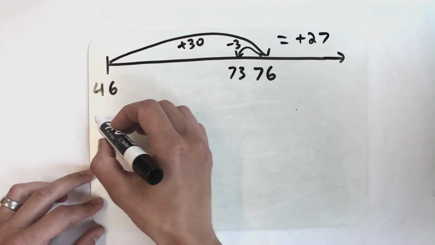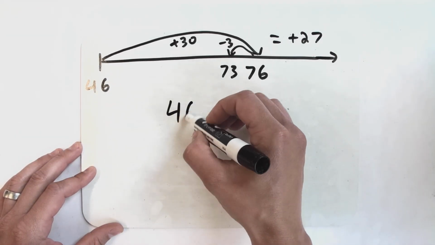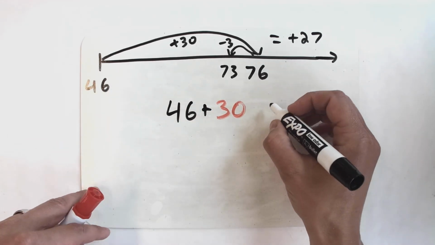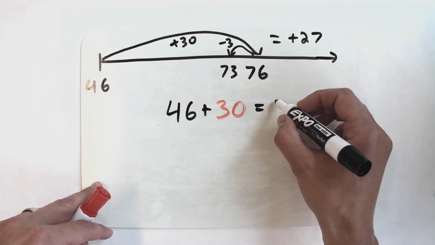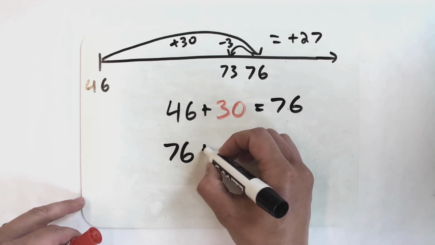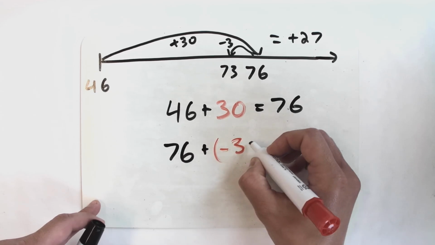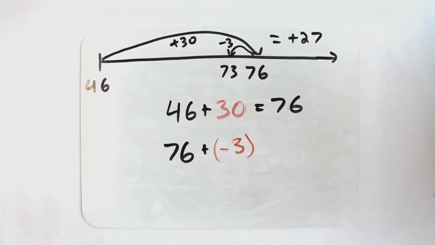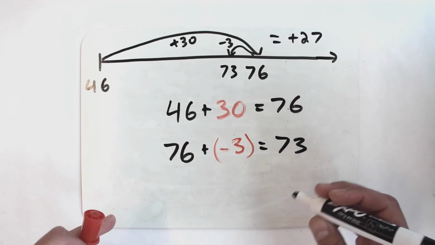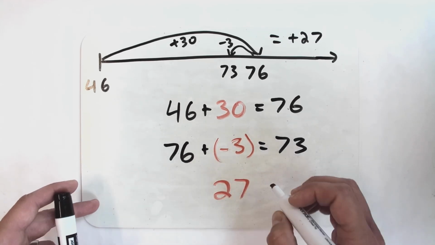Okay. And then again, kind of similar with our abstract model. Right, we did 46. First thing we did was add 30. And that got us to 76. And then from 76, you can think of adding a -3 or subtracting 3. I'm just going to put this in here so we can keep that negative sign red. So 76 minus 3 got us down to 73. So again, the total jumps you made is in the red there. So 30 and -3. Add those together, you get 27.